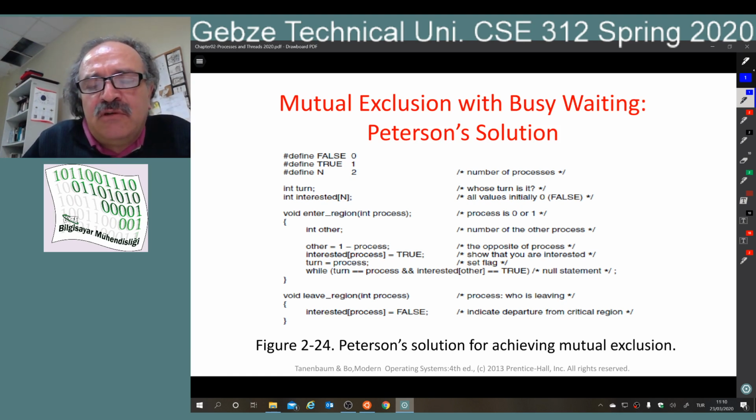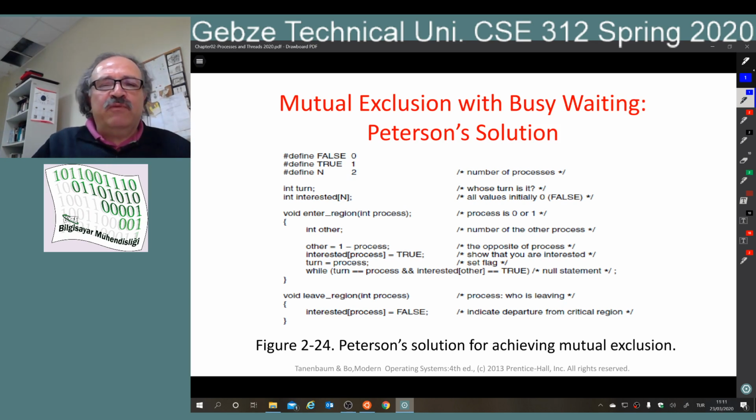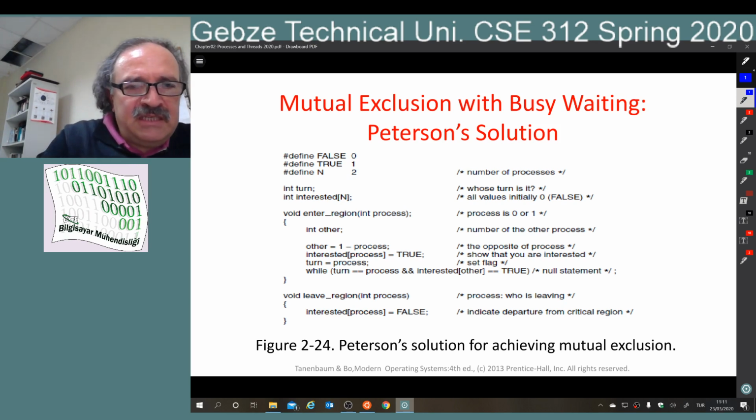When you try to enter your critical region, you say that I am going to enter my critical region. You are warning everybody else. And after that, you are trying to get the lock. If you can get the lock after the warning, then you are going to enter the region. If you warn everybody and everybody else says okay, then you're going to enter it. If somebody else says that I am interested too, then you have to wait, etc. So this is the basic structure.